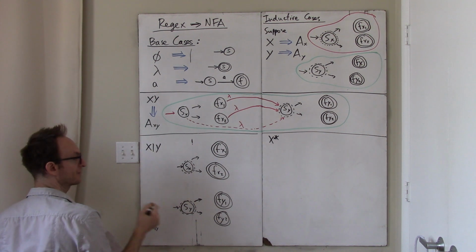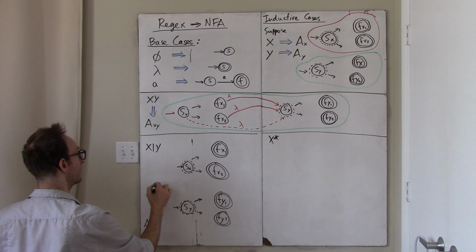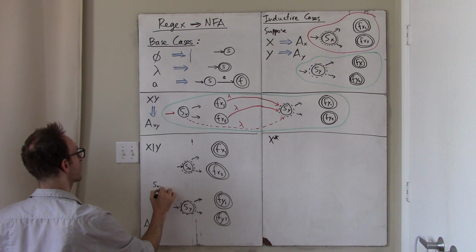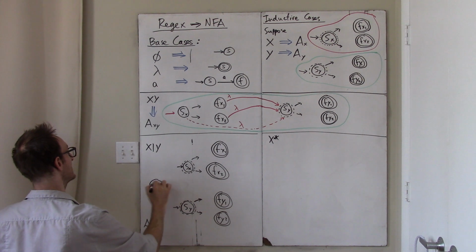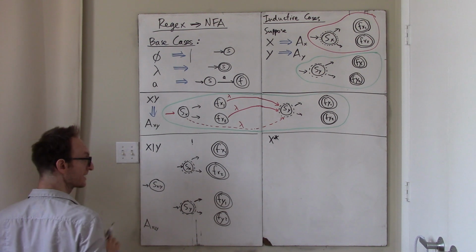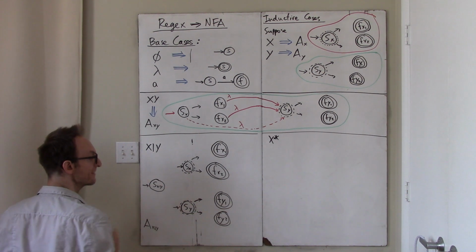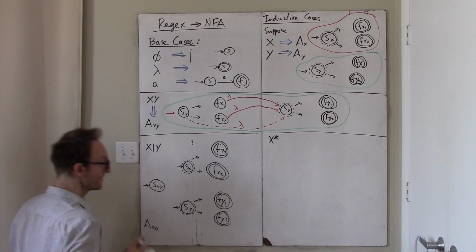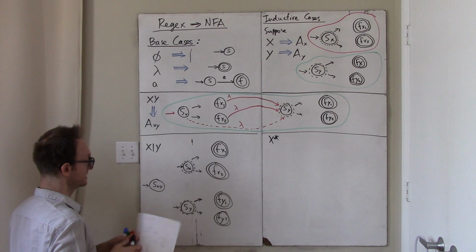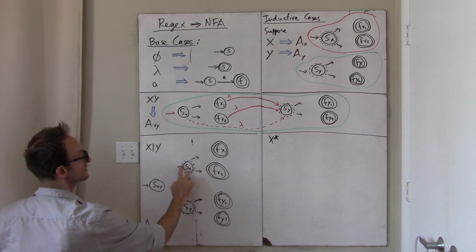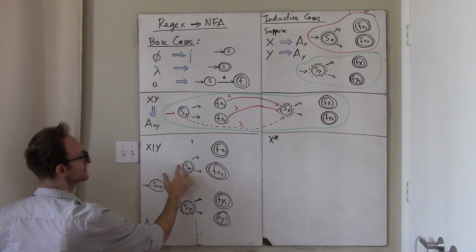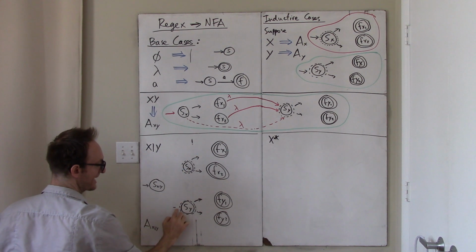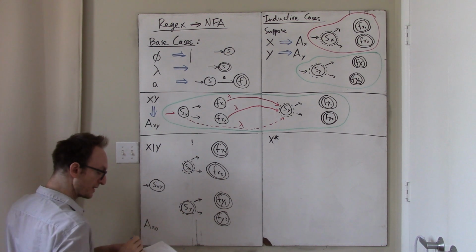Well, I think it's clear what to do. We create a new state, call it S X or Y, and let it be the start state. And now, simply lambda to the start states of the previous two machines. So I'm going to remove the start state status of Sx and Sy, of course, because a machine can only have one start state.